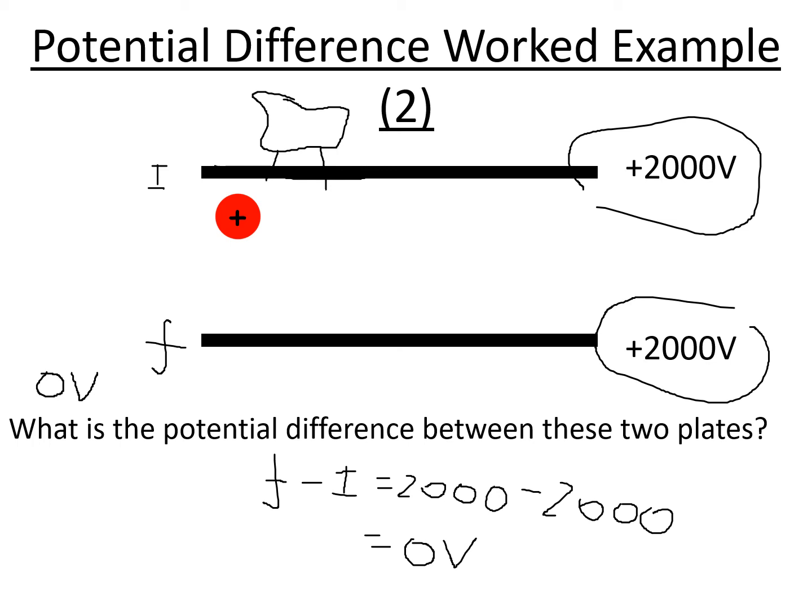If you think about it, this will be at 2000 volts plus 2000. This will also be at plus 2000. So if you take the difference, it's got a potential difference of 0 volts, which means there is no energy per charge. And so technically, there's no electric current passing through the bird.